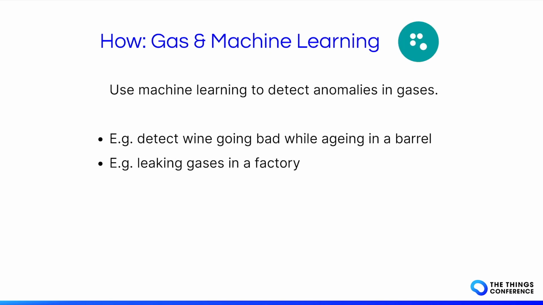Yet another option for predictive maintenance could be to use gas sensing and machine learning. So you detect anomalies in gases. An example for that could be to detect wine that is going bad while aging in a barrel, or you could detect leaking gases in a factory.